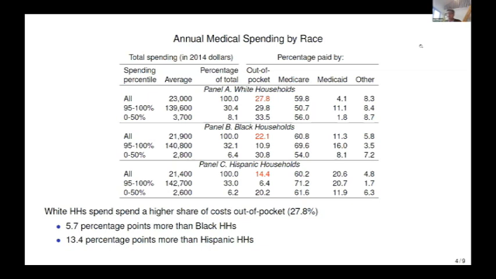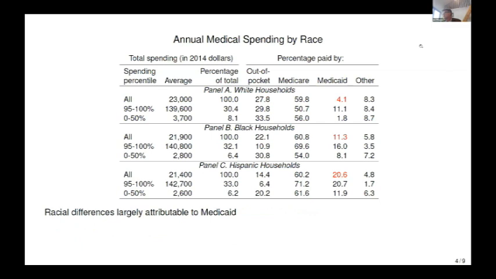Now, what you can see here is that amongst white households, that share is higher, and it's higher by quite a bit, especially vis-a-vis Hispanic households. Furthermore, the key driver of these differences is actually Medicaid. Medicaid, of course, is a program for which there's an asset test as well as an income and also a medical needs test. And so this is a program that does seem as though it redistributes resources from white households to racial minorities.